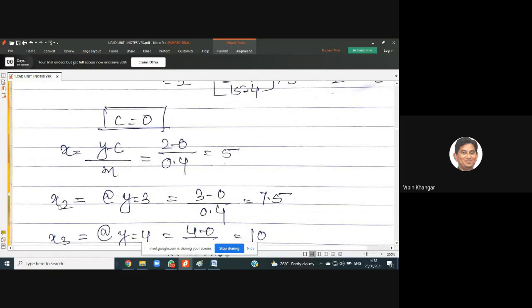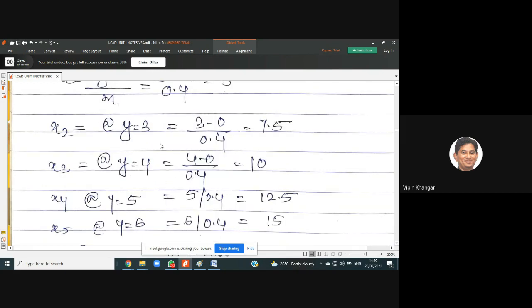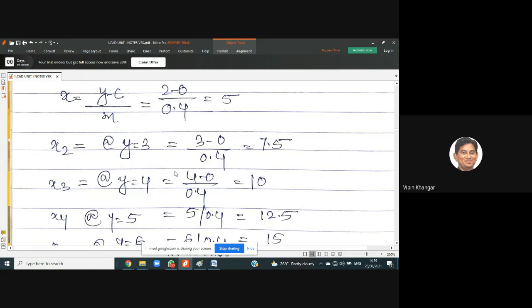You have to calculate the y points, not the x, because your x1 is this, and x has been given. Then when you calculate x2, it will be 5 plus 1. So x2 will be 6, and you have to find the corresponding y values. So this I am just going to revise, and then we will go again.